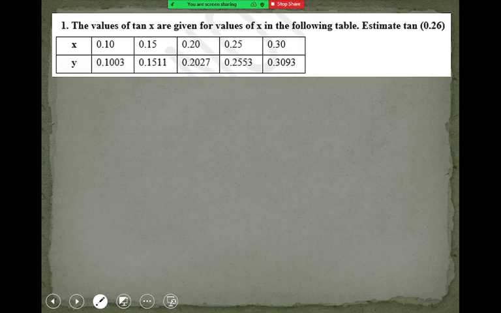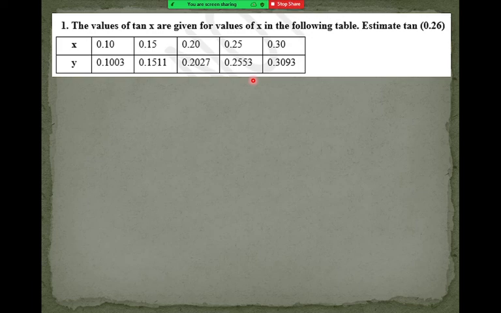Come to the question now. The values of tan x were given, and we have to find out tan of 0.26. Again, the best part is it is a known function. We know the function is tan, so tan 0.26 we can calculate on a calculator and get that answer. We just have to cross check whether we get approximately the same answer with the help of numerical interpolation. We are given a few values of x and the corresponding tan x values.